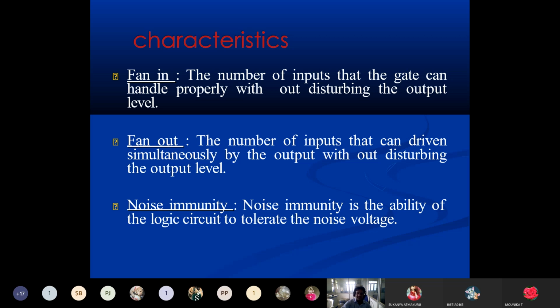Fan in means how many inputs can be handled by that device or by that gate. So that term you can call it as fan in.